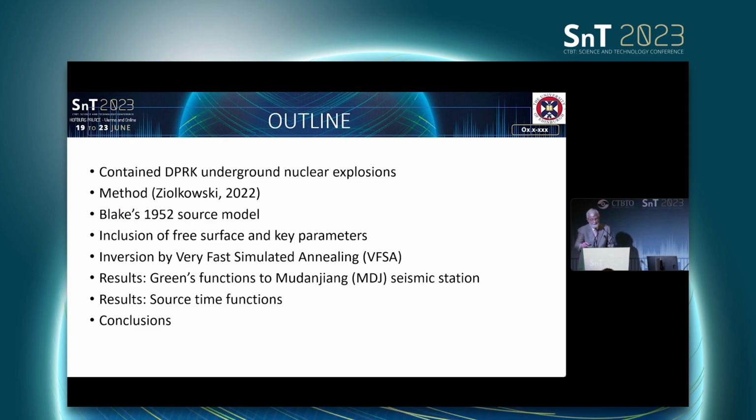In the abstract, I said that I would do a grid search to find the parameters, but there are too many parameters for a grid search, and so I have to use very fast simulated annealing. Then I'll show some results: the Green's function to Mudanjiang from the test site and the source time functions. Then I draw some conclusions.